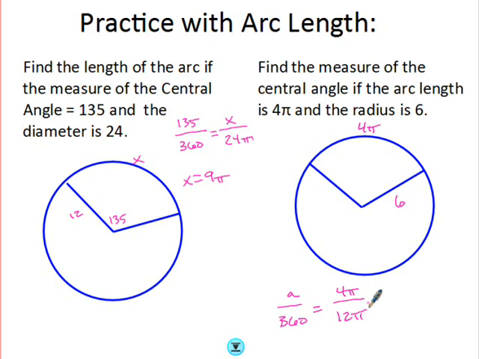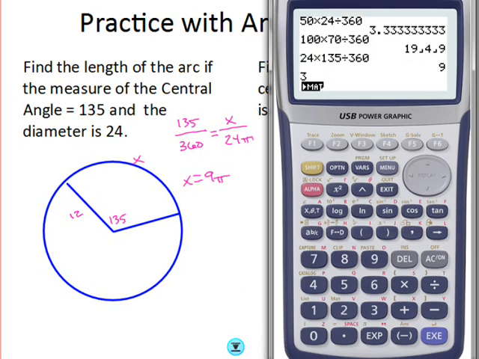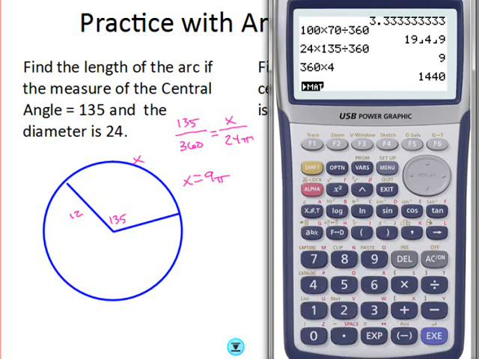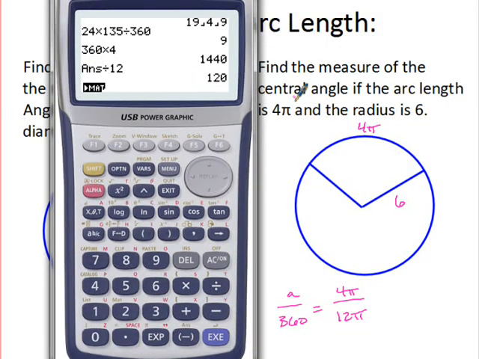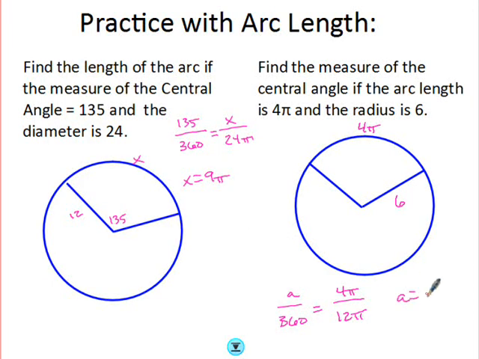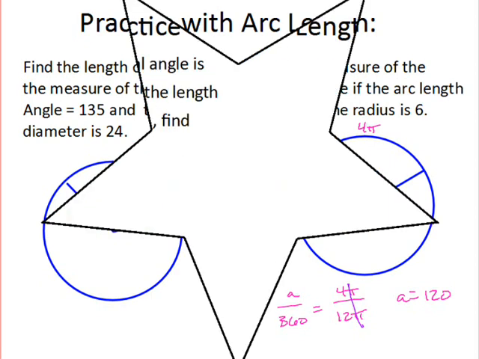Okay? So I'm going to take 360 times 4, and I get 1440. Okay? 1440 divided by 12, and I get 120. So A, the angle, was 120 degrees. Now some of you might be asking, well, what happened to the pi? Well, the pi's divide out to 1 right there. So this just becomes 4 times 360 divided by 12. Okay? Let's take a look at one more.